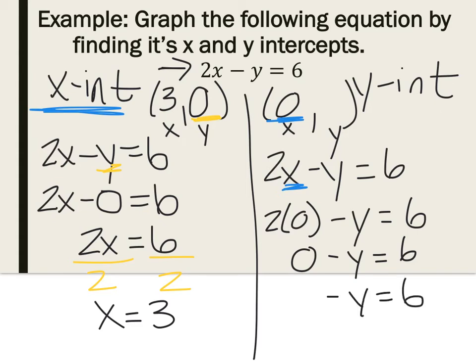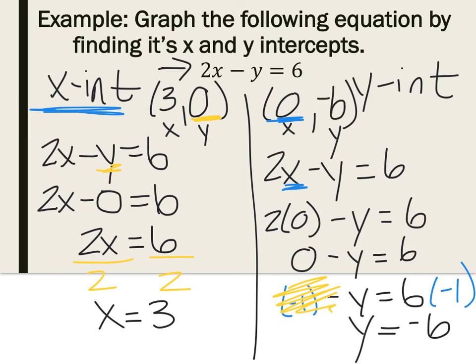How I get rid of it, and your teacher may have taught you something different, this is just what I do: I multiply both sides by -1, because that cancels out the negative. So you're left with y equals -6. So the y-intercept is -6. So we have the x-intercept being 3, 0, and the y-intercept being 0, -6. And now I can graph my line.